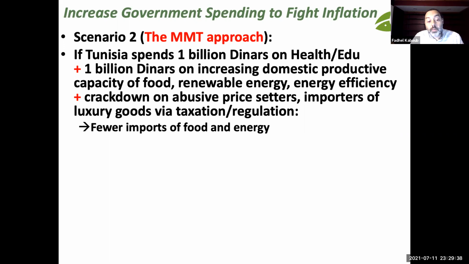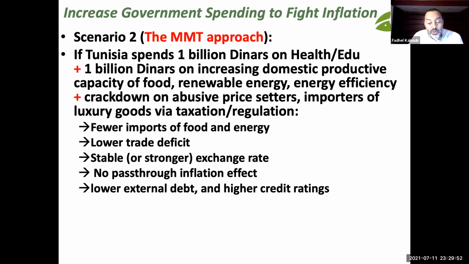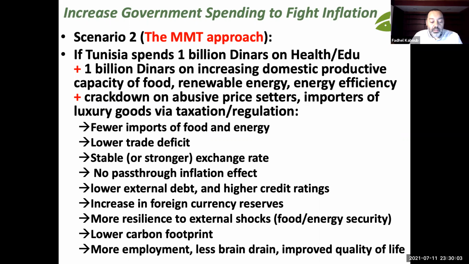You're going to have fewer imports of food and energy. You're going to have a lower trade deficit. You're going to have stable, maybe even stronger exchange rate. You're going to have no pass-through inflation effect. You're going to have lower external debt, higher credit ratings, increase in foreign currency reserves, more resilience to external shocks because you have food and energy security. You lower your carbon footprint. You have more employment, less brain drain, and improved quality of life for everyone.